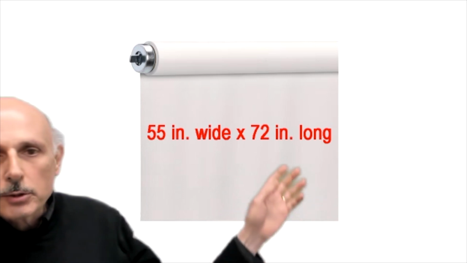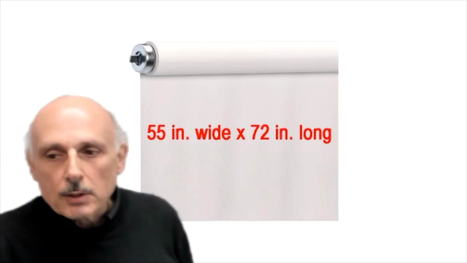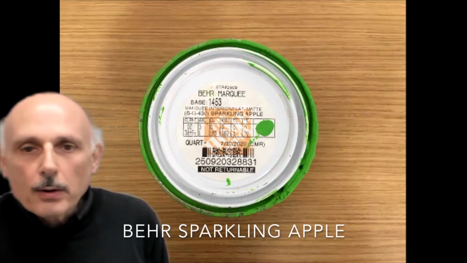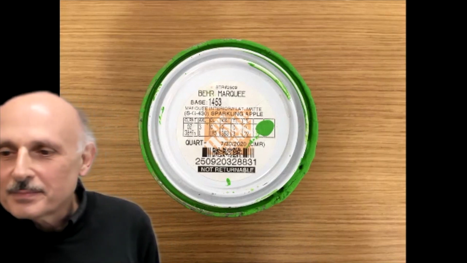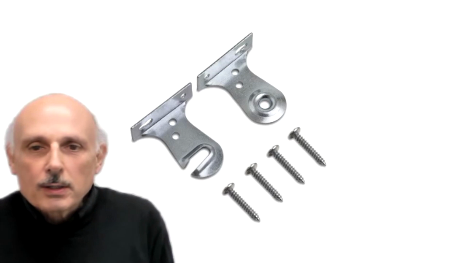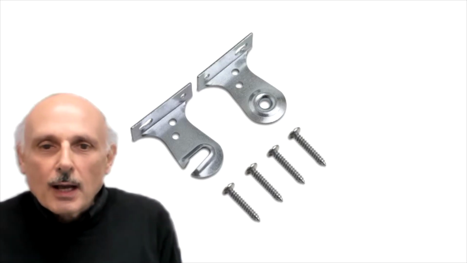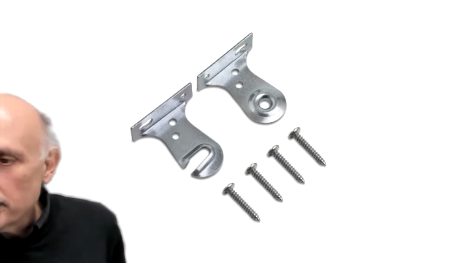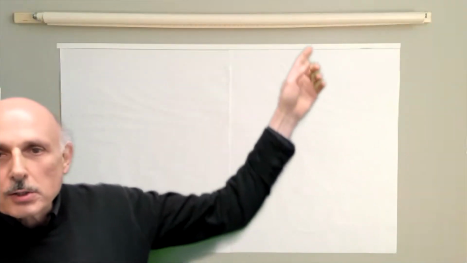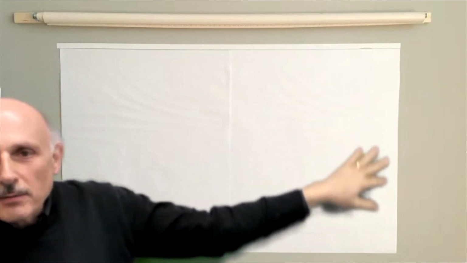The green screen itself is made from a standard vinyl window shade. The one I purchased was 55 inches wide by 72 inches long. I painted it with Behr Sparkling Apple latex paint. The hardware is basic outside mount window shade hardware. And this is what the green screen looks like when it's installed on the wall above my easel pads.